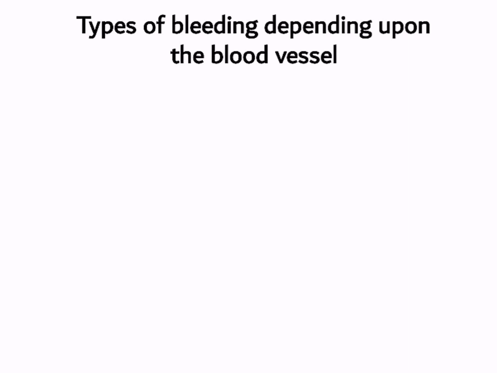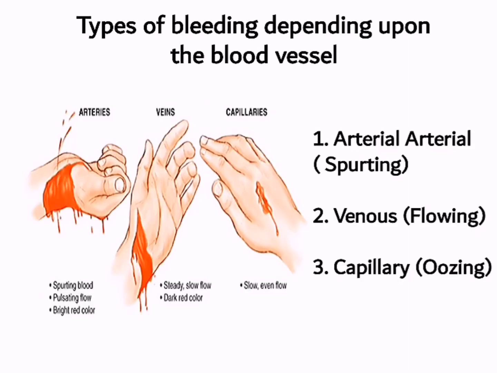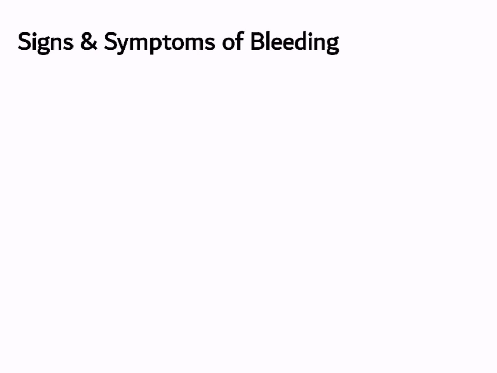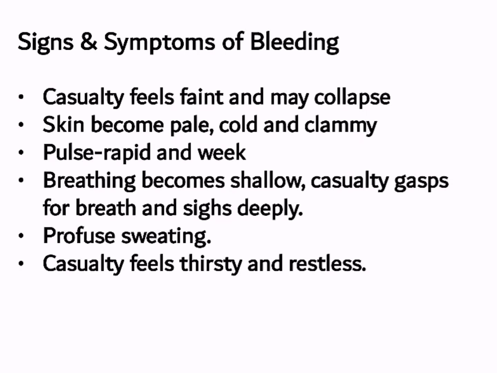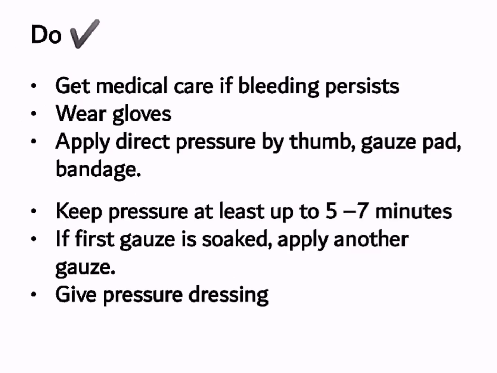Types of bleeding depending upon the blood vessel: 1. Arterial, spurting. 2. Venous, flowing. 3. Capillary, oozing. Signs and symptoms of bleeding: casualty feels faint and may collapse. Skin becomes pale, cold and clammy. Pulse rapid and weak. Breathing becomes shallow. Casualty gasps for breath and sighs deeply. Profuse sweating. Casualty feels thirsty and restless.